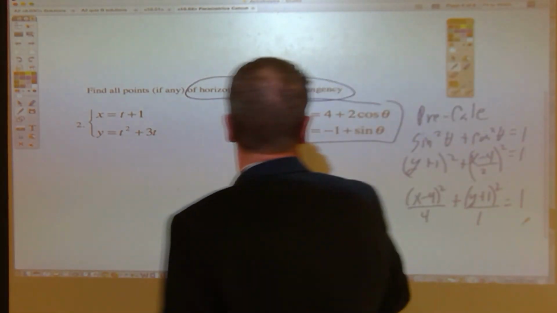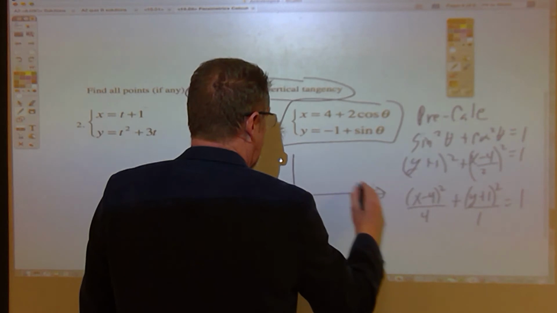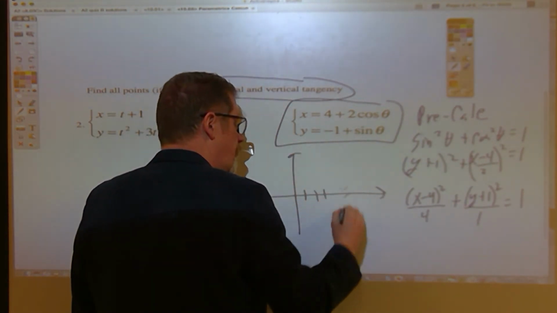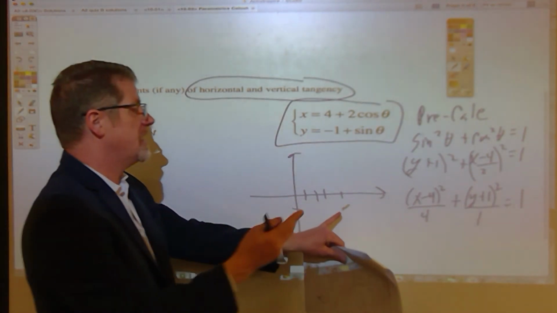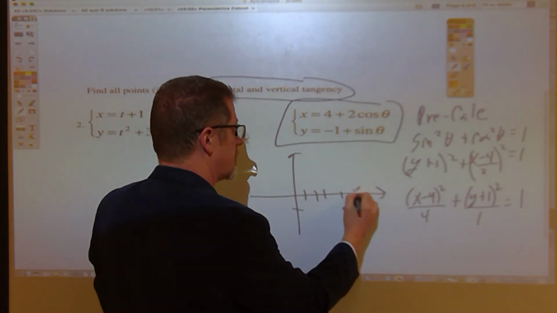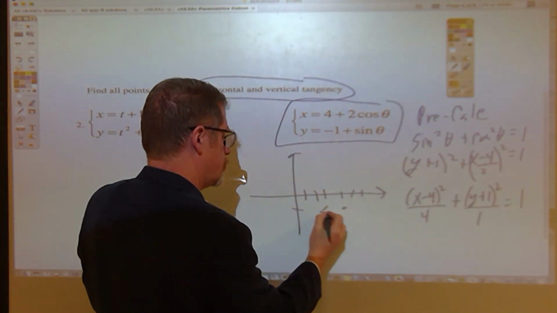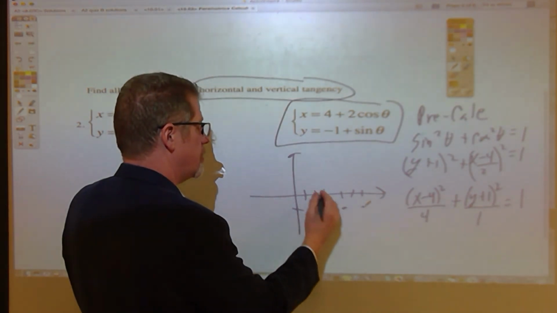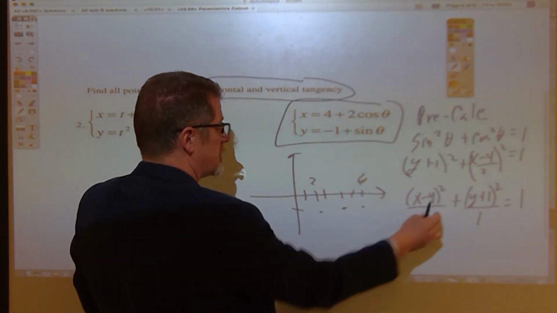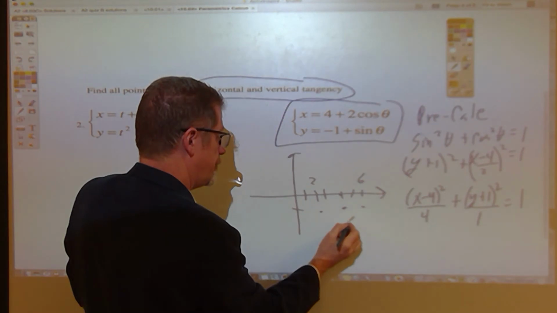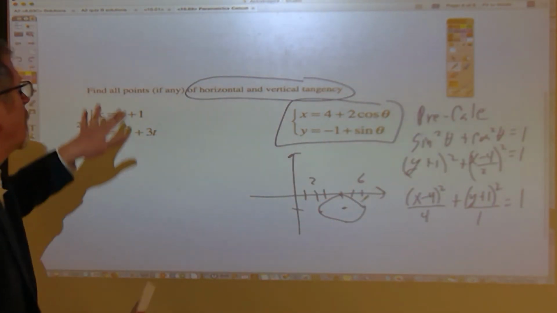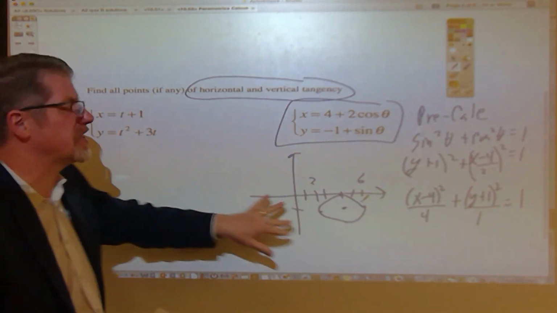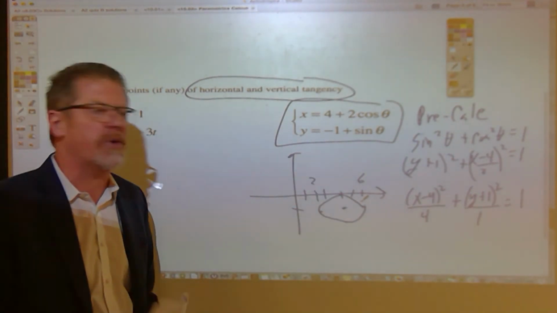So in my pre-calculus approach, I just sketch the graph. 1, 2, 3, 4, comma negative 1, that's the center of the ellipse. And then I go plus or minus 2 in the x direction, that's from 2 to 6. I go plus or minus 1 in the y direction. So my ellipse is right here, and I can find the points of horizontal tangency by simply inspecting the graph.